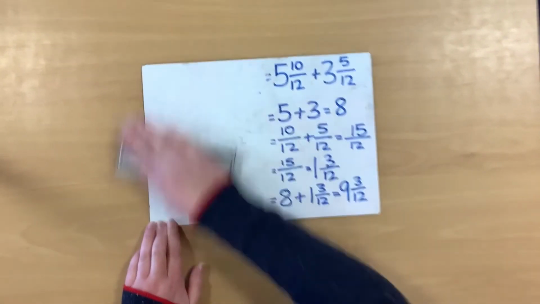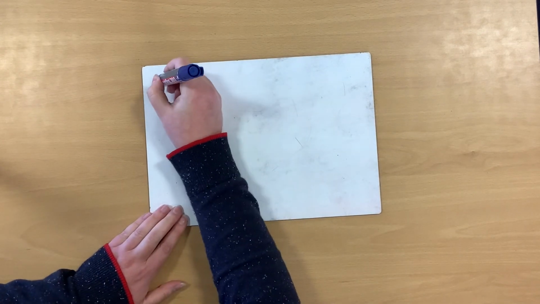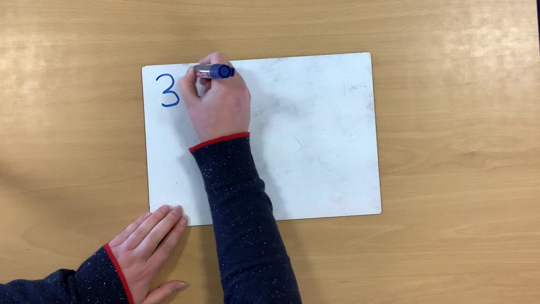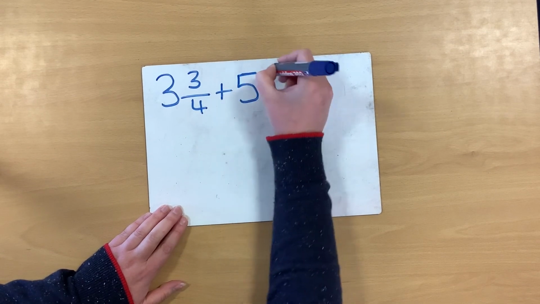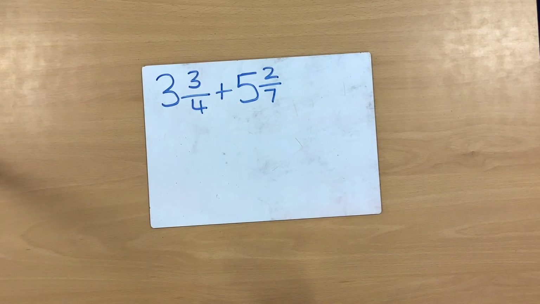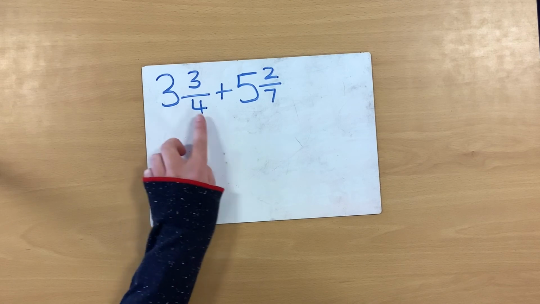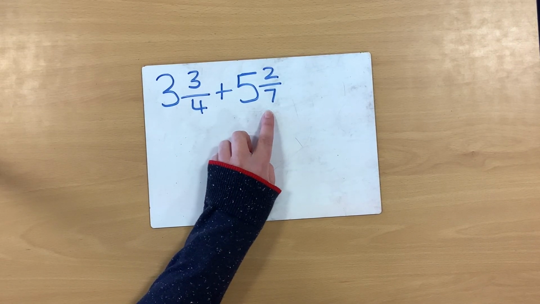Right, one more together on your whiteboard. So wipe your whiteboard clean, please, and copy down this final calculation. We're going to do 3 3/4, add 5 2 sevenths. What I'd like you to do this time is pause the video and work out 3 3/4, add 5 2 sevenths, remembering the steps that we've already gone through. Once you're done, unpause the video and I will go through it.